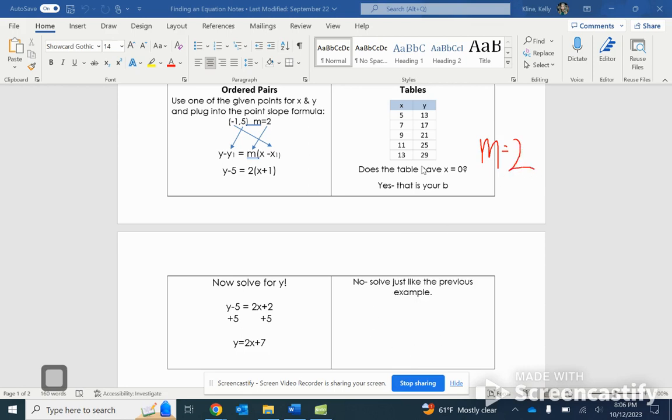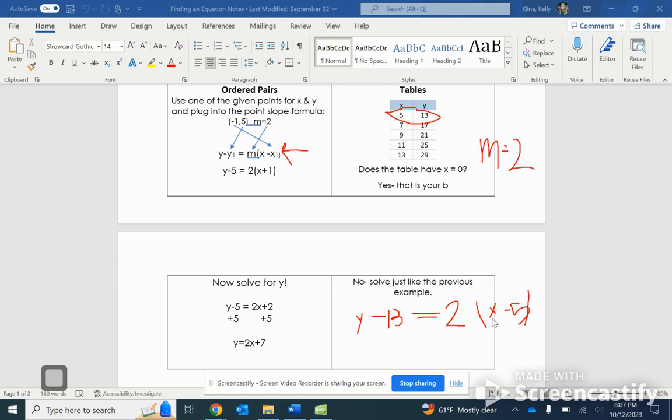And so we're going to solve it using a point. So I'm just going to use 5, 13. So when we plug it into this formula right here, it's going to be y minus the y. So y minus 13 is going to be equal to your slope of 2, there's your m, times your x minus your x of the point, which is 5.